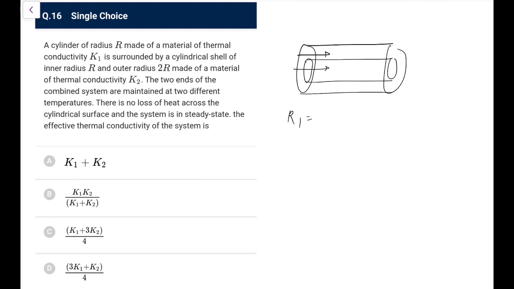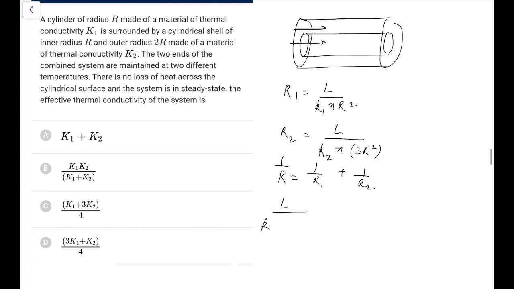So the R1 you will write as the first one, resistance is L upon K1 into pi R square. The second one would be L upon K2, effective area would be pi R2 square, and that is 4R square minus R square, that would be 3R square I can write. Now both are in parallel, so the effective resistance would be 1 by R equals 1 by R1 plus 1 by R2. If I write the effective as L upon K into pi into 4R square, K equivalent, that is L upon K. Okay, I am writing it the wrong way.